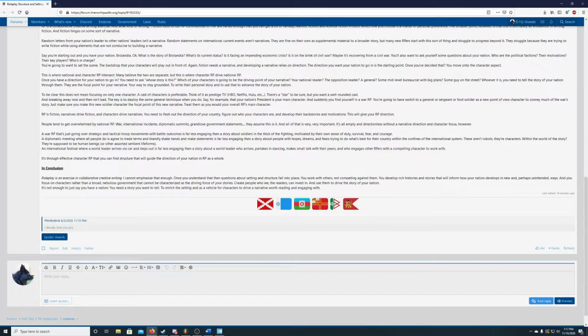Which of these characters is going to be the driving point of your narrative? Is it going to be your national leader? Is it the opposition leader? A general? Maybe a mid-level bureaucrat with big plans? Or maybe some random guy on the street? Whoever it is, you need to tell the story of your nation through them. They are the focal point of your narrative and your way to stay grounded, to write their personal story and to use that to advance the story of your nation.